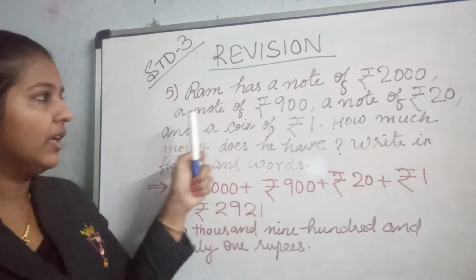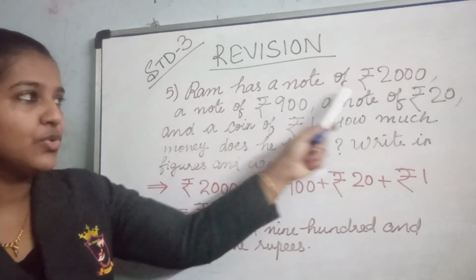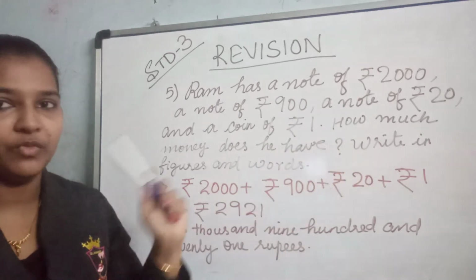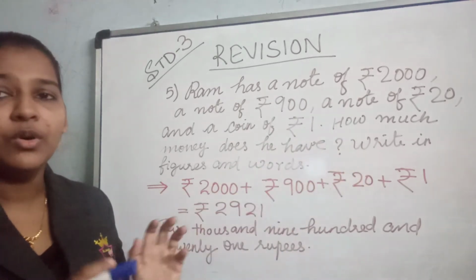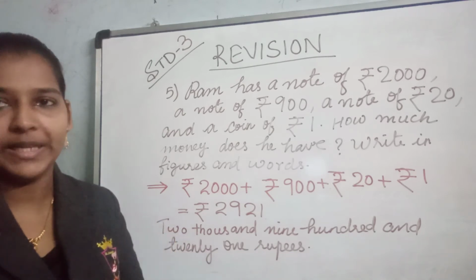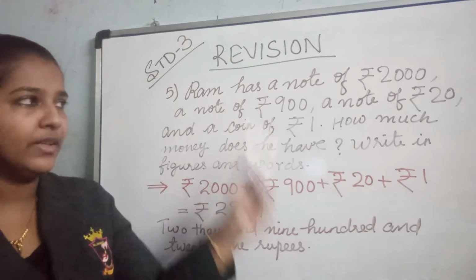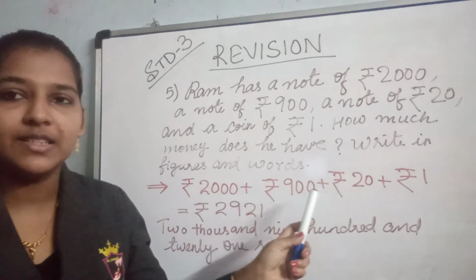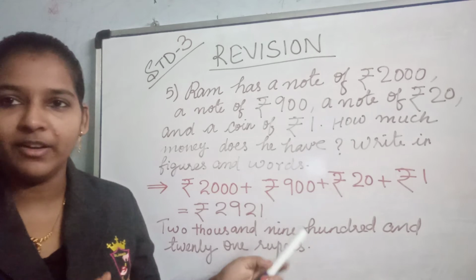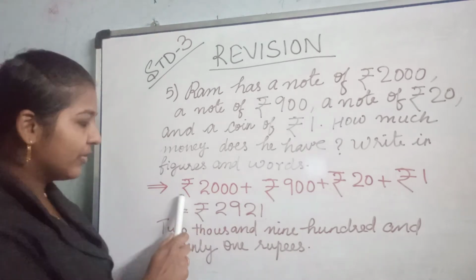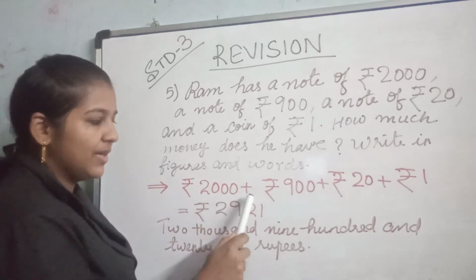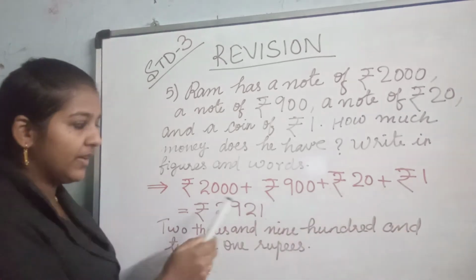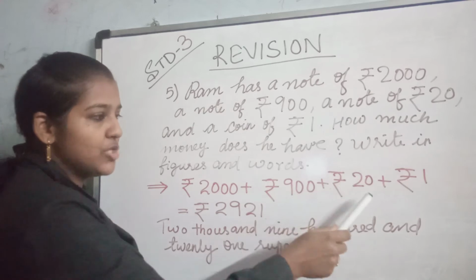So, here the amounts are given. He has a 2000 rupee note, a 900 rupee note, a 20 rupee note, and a 1 rupee coin. Okay, so you have to find out the total money, and here you can understand that if we write this as a sum, it is in the form of expanded form. So look, you can write it like rupees 2000 plus rupees 900 plus rupees 20 plus rupees 1. That is 2000 plus 900 plus 20 plus 1.